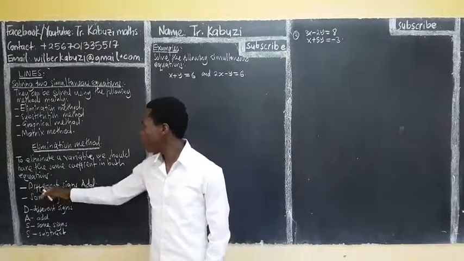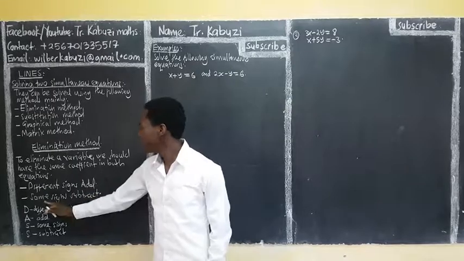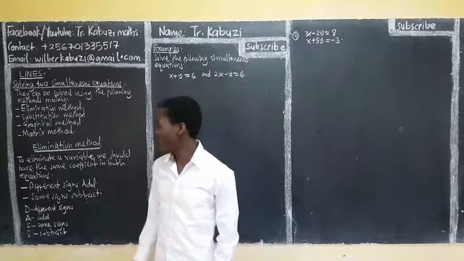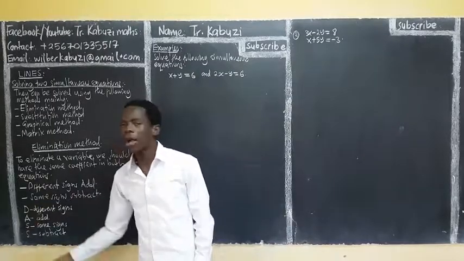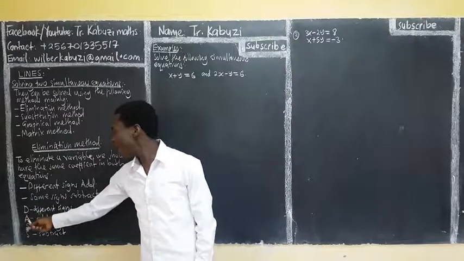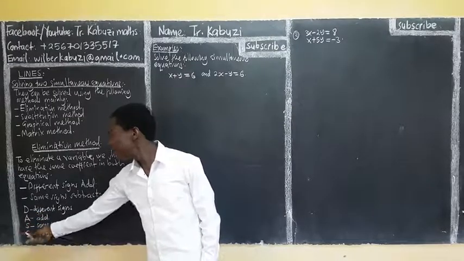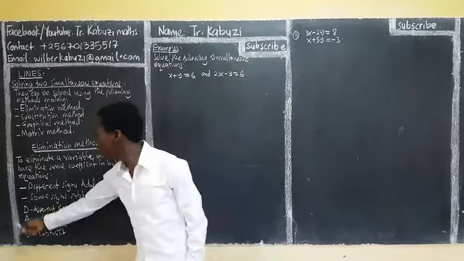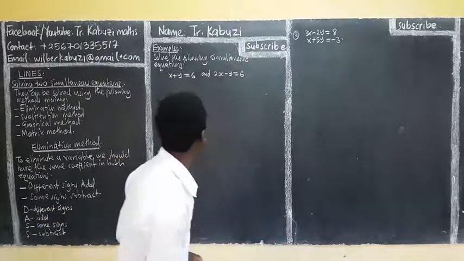So if we have different signs, we add. Same signs, we subtract. How can we remember this? You can use this acronym DAS. DAS means different signs add, same signs subtract. So you can use DAS to remember that always.